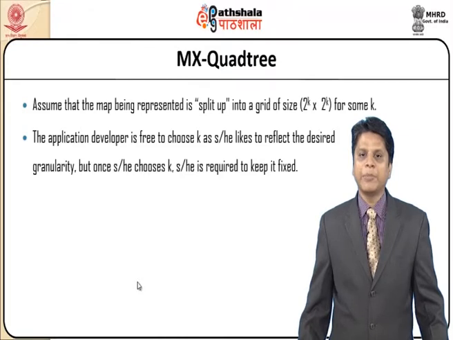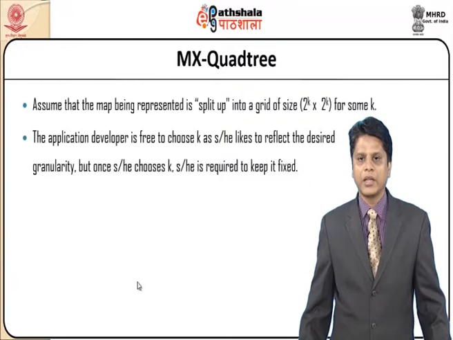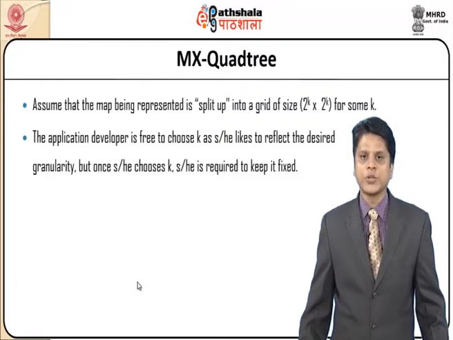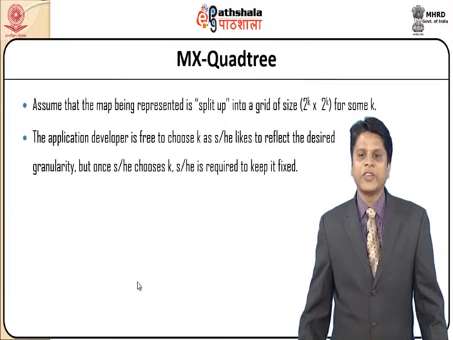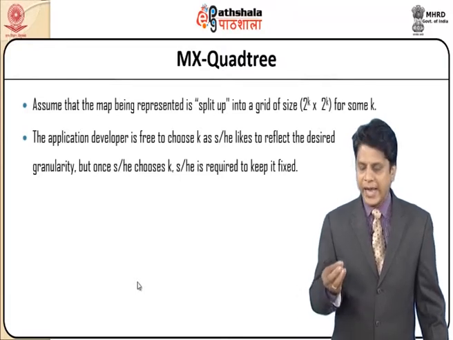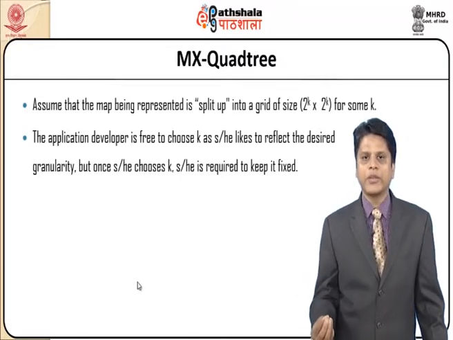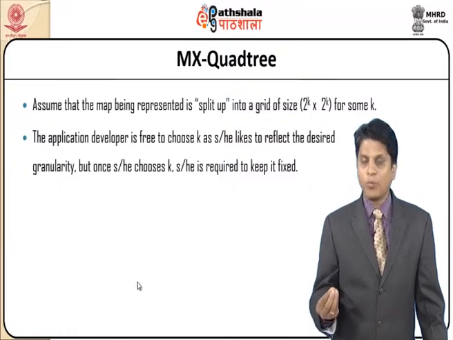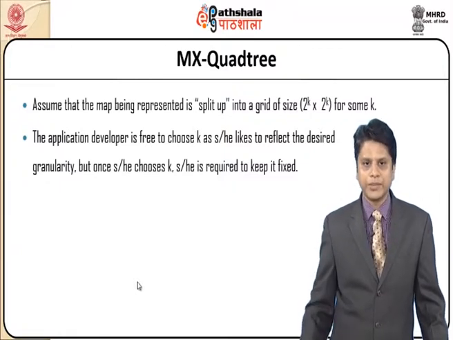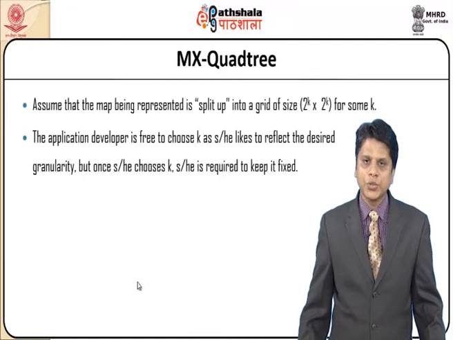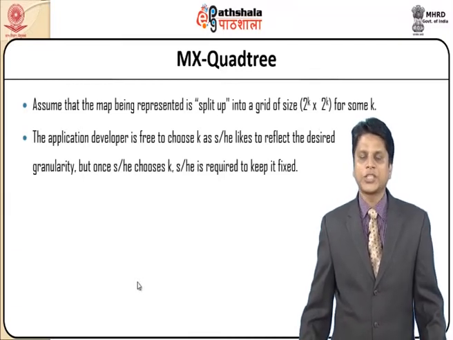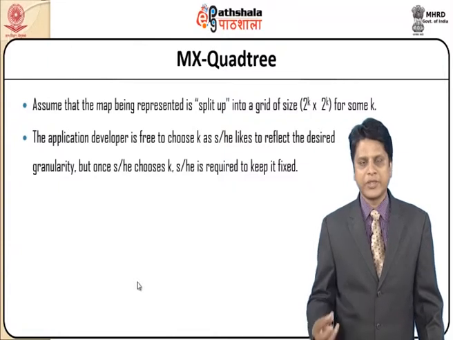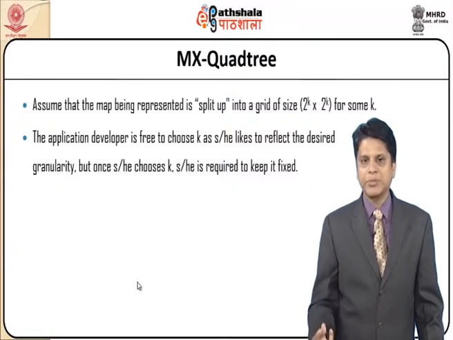Assume that the map being inserted is split into a grid of size 2 power k by 2 power k for some k. The application developer is free to choose the value of k to reflect the desired granularity. The finer the granules I would like, the more detail I get of that particular location. But once he or she chooses the value of k, it is required to keep it fixed.